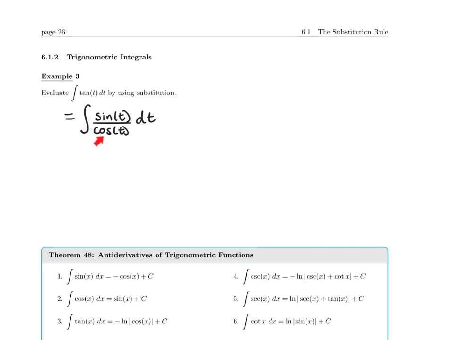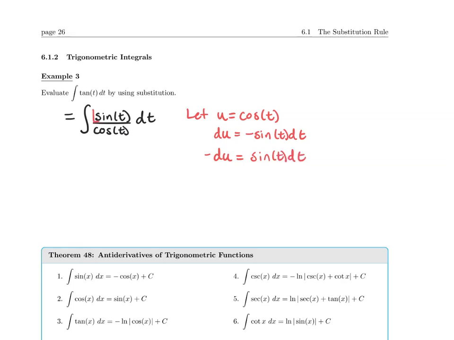And in this case, I want to go with the cosine simply because it's in the denominator, and its derivative, sine of t, is in the numerator. So I am going to let my u be cosine of t. Then my du is negative sine of t dt. And if I reorganize that, I can say negative du is sine of t dt.